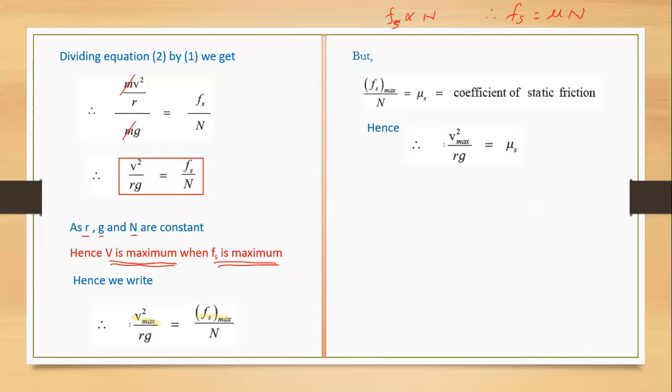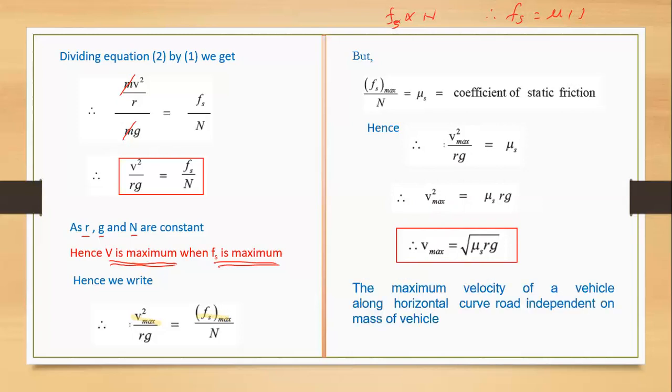Now this rg term we can transfer to the right hand side. So we get the formula of v square, maximum velocity square, equal to mu s into rg. We can find out the maximum velocity by using that. So we get the formula for maximum velocity. Maximum velocity is given by under root mu rg. This is the maximum velocity formula. So the maximum velocity of a vehicle on the curved path is independent of the mass of the vehicle.